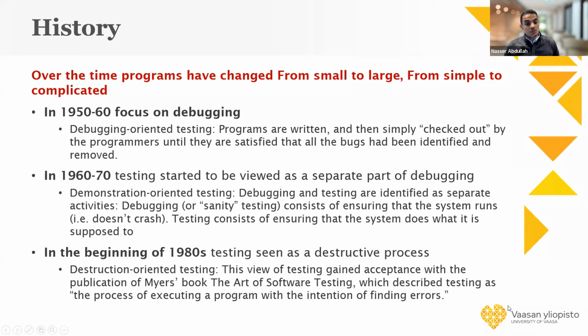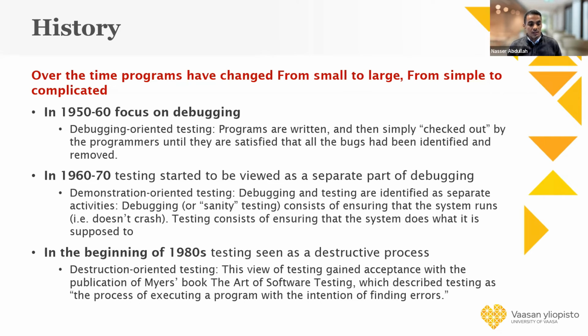So the second period is from the 60s to the 90s. In this period, it can be viewed as two separate activities, debugging and testing. In debugging, we just ensure that the system doesn't crash, so there is no error in the system. While testing ensures that the system does what it's supposed to do. So here the functionality of the system is also considered.